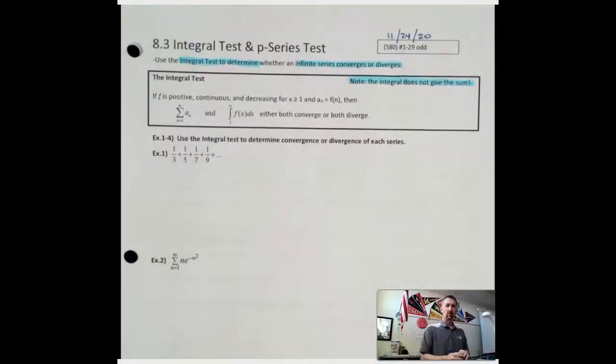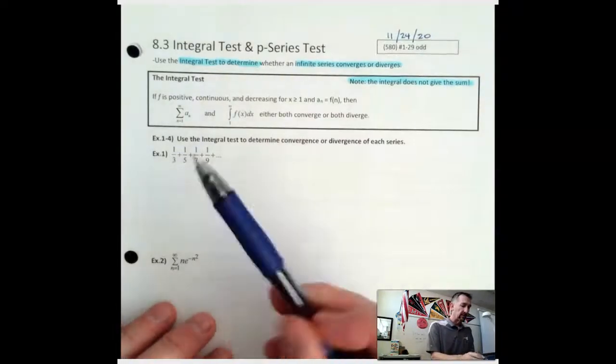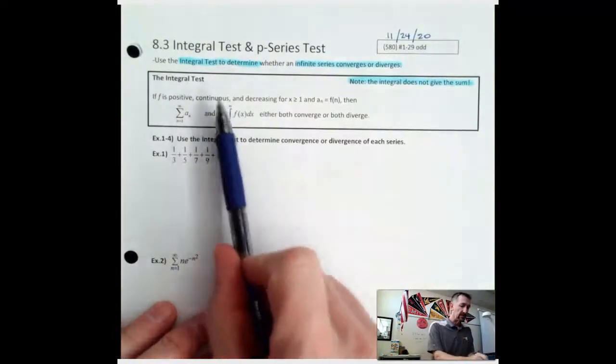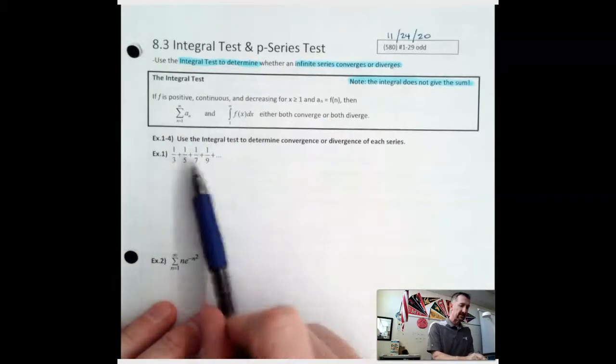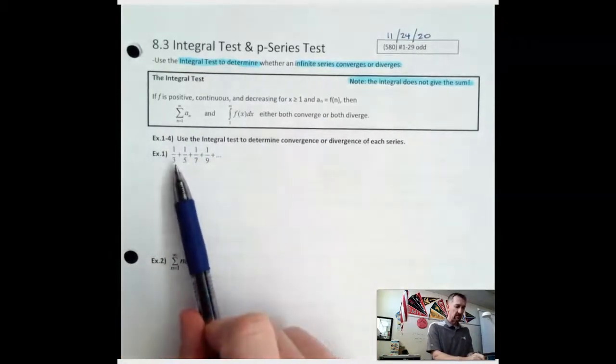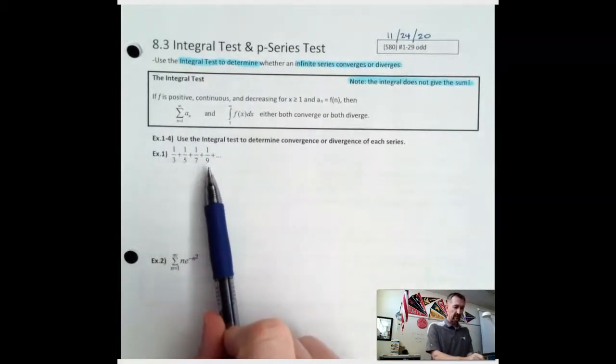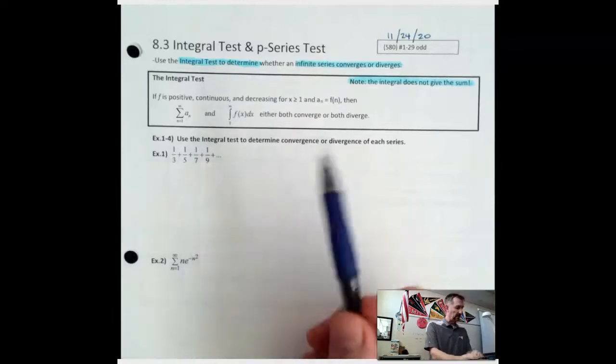Alright, we're going to learn two important tests today, the integral test and the p-series test. This test is just going to tell us whether an infinite series converges or diverges. It's not going to allow us to find the sum or anything like that. So we're looking for a few things here. First of all, is it positive and decreasing? So when you look here, it looks okay.